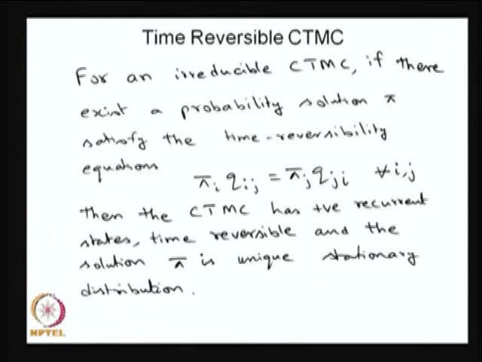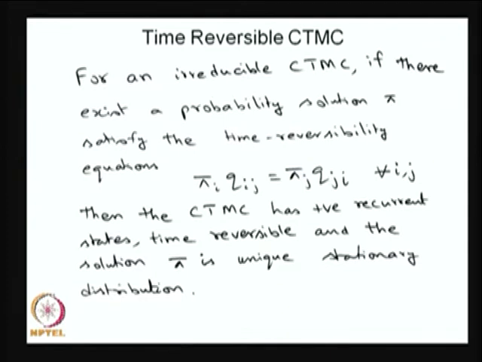Instead of that, use this time reversibility equation instead of solving pi q is equal to 0, and then use the summation of pi a is equal to 1 to get the one unknown. That means use the time reversibility equation repeatedly, recursively, and get all these in terms of one unknown, either pi naught or pi 1, whatever it is. Then use the summation of pi a is equal to 1 to find that unknown.